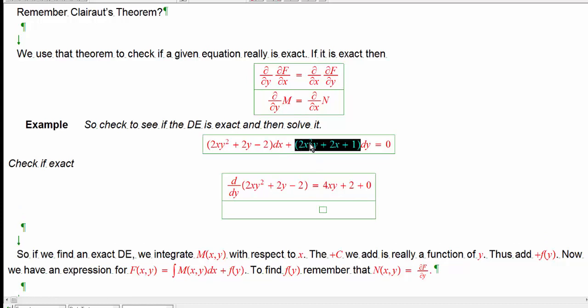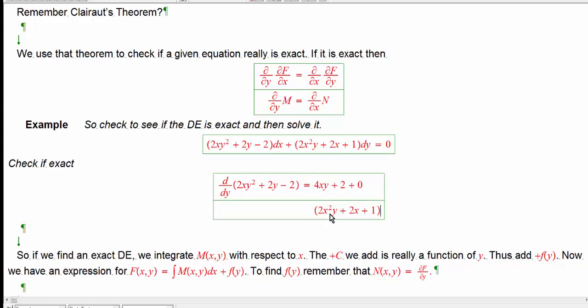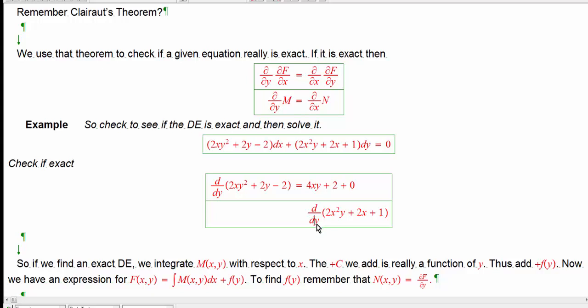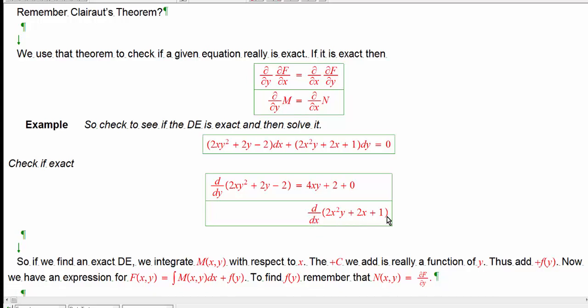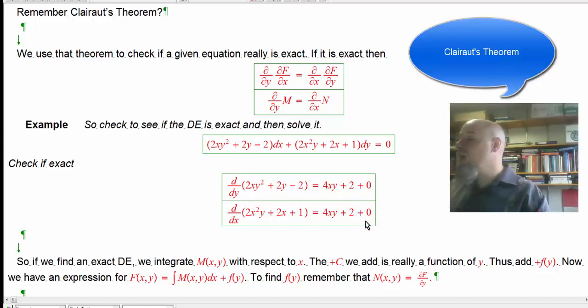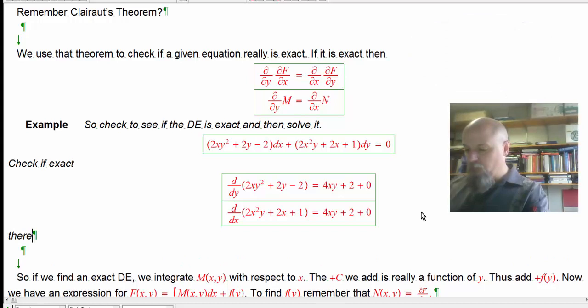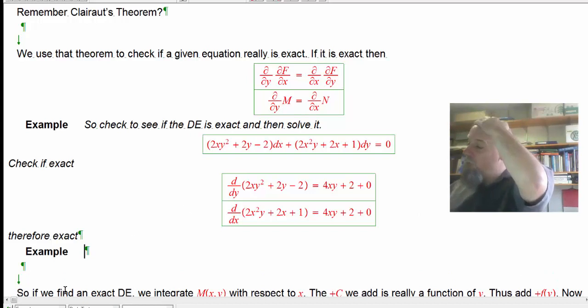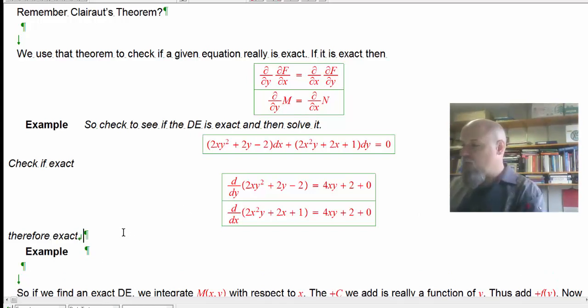Take the second bracket. Now the second bracket has already been differentiated with respect to y, that's why there's a dy on it, and I'm going to differentiate that second bracket with respect to x. In that case, I get 4xy plus 2 plus 0. They're equal. So now I say Clairaut's theorem, and I know this is an exact equation. So therefore, it's exact. So now I can start actually solving the question.